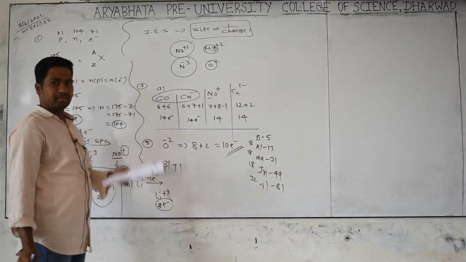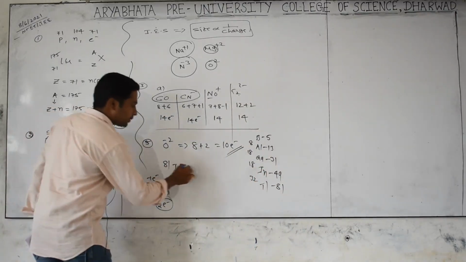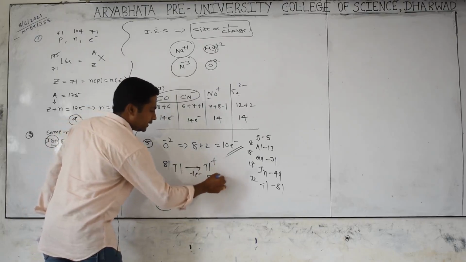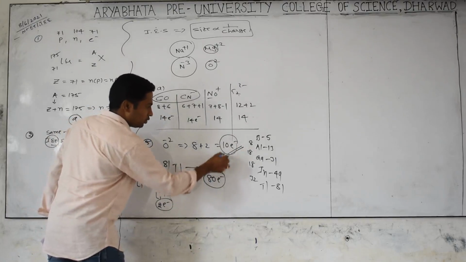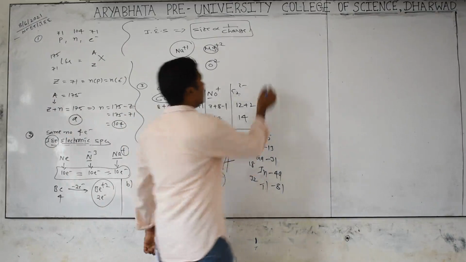Atomic number is 81 for thallium, but the species given is Tl plus. Tl plus means losing one electron, so we get 80 electrons. Is it the same as 10? No. That's why he is saying it is not isoelectronic. Did you get it? Yes.